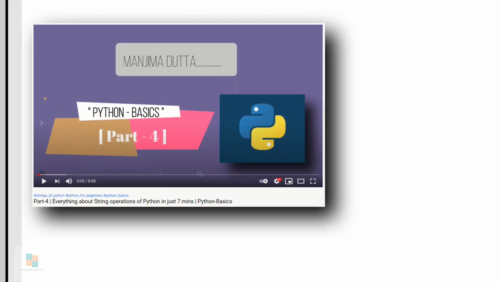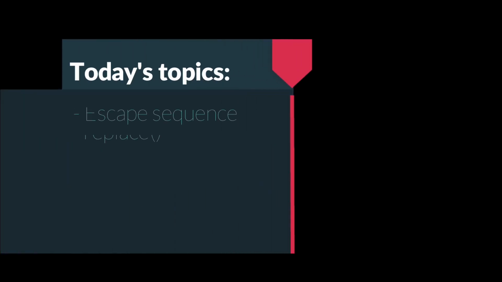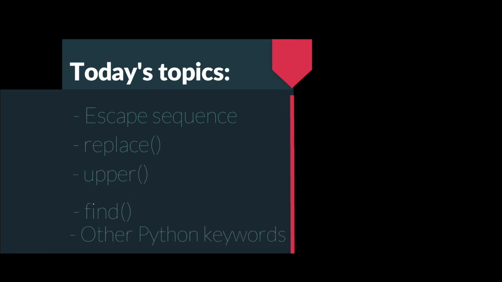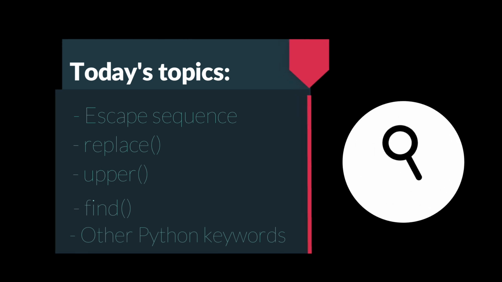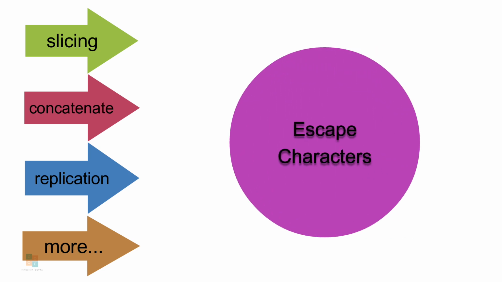So I remember in the last video I talked about some basic operations of string arguments in Python. But in this video I am going to cover some other features of string, plus a little discussion over some commonly used Python keywords. So let's look at these in more detail. Last time we learned about slicing, concatenation, and replication operations of string. Now it's time to know a little about escape characters.